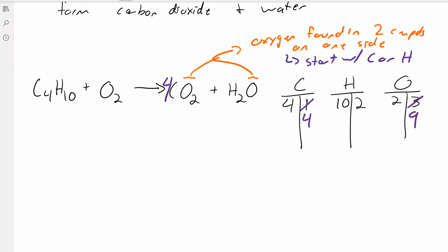To balance that, I need 10 hydrogens on this side. In order to make that 10, I need to put a 5 right there. So when I put a 5 right there, this goes to 10. So that's balanced. But now we need to think about how many oxygens we have. We have 8 from here, 5 from here, for a total of 13 oxygens.